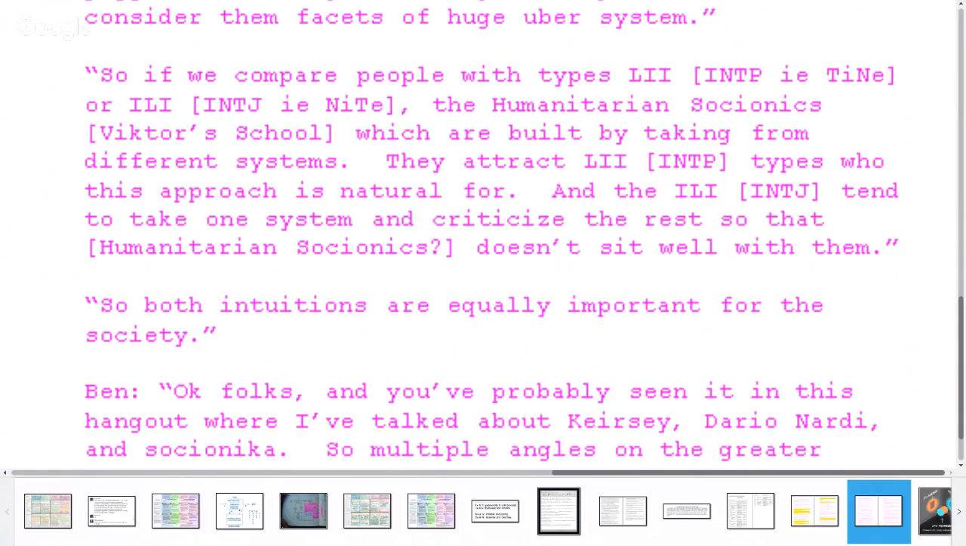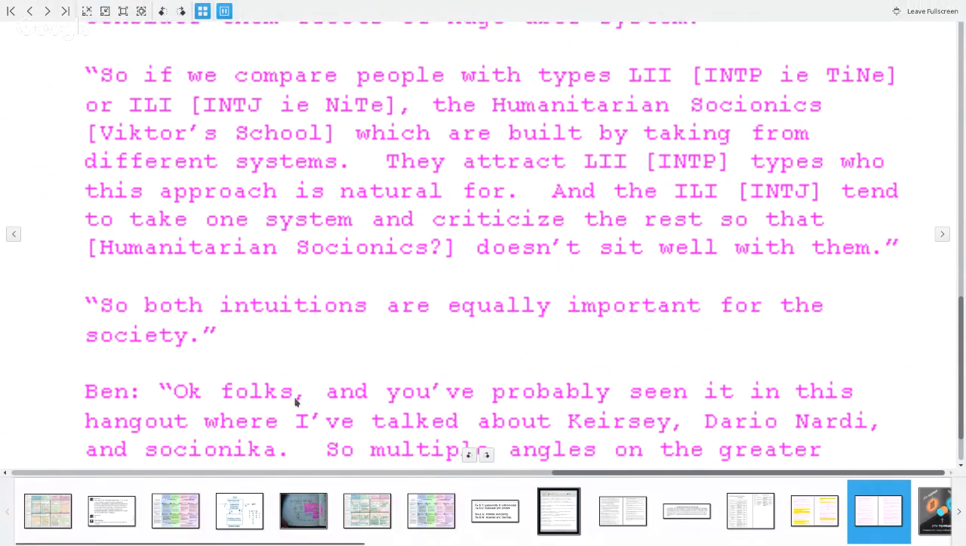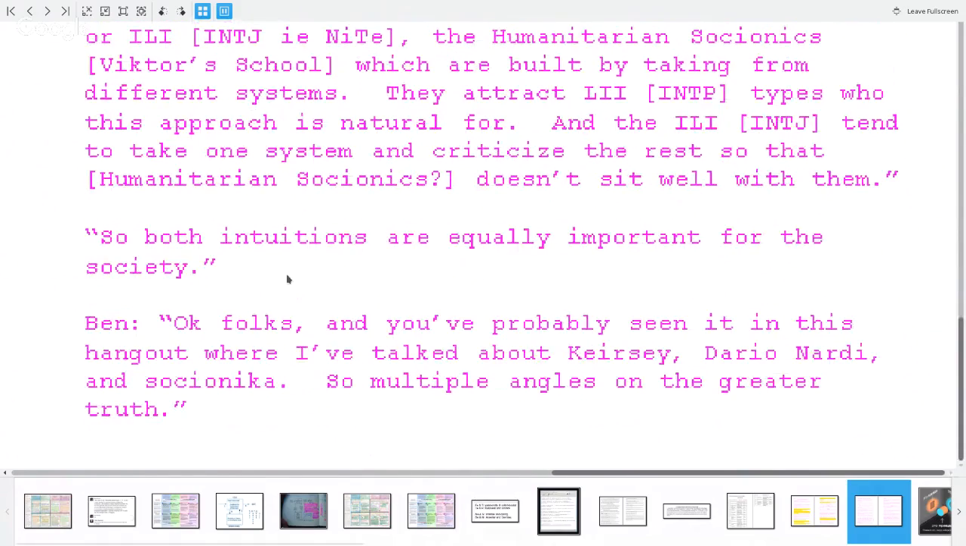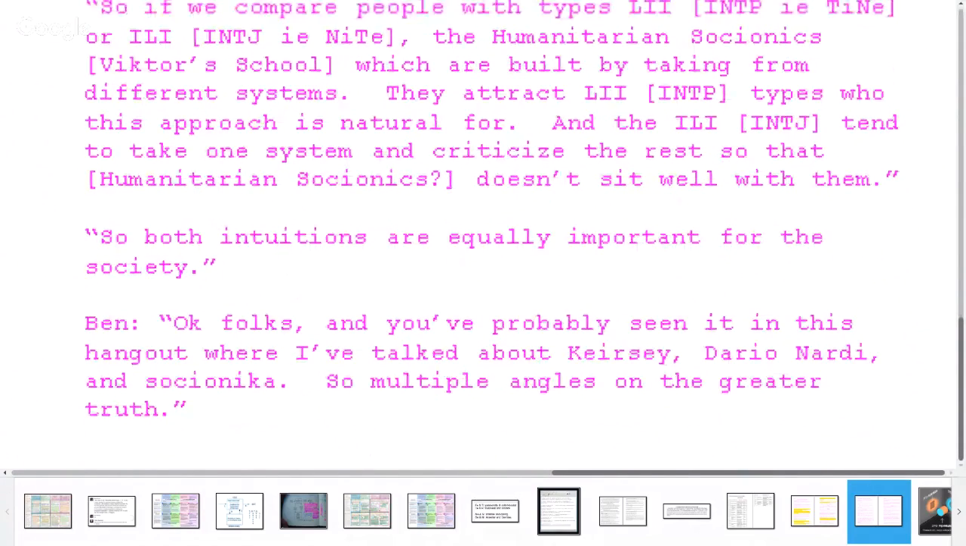So Ritter is now criticizing INTJs as well, the Vaserlan, the I.L.I. And so both intuitions are equally important for the society. Okay, and there's my comment. Okay, folks, you've probably seen it here in this hangout where I've talked about Keirsey, Dario Nardi, and Socionica. So multiple angles on the greater truth.